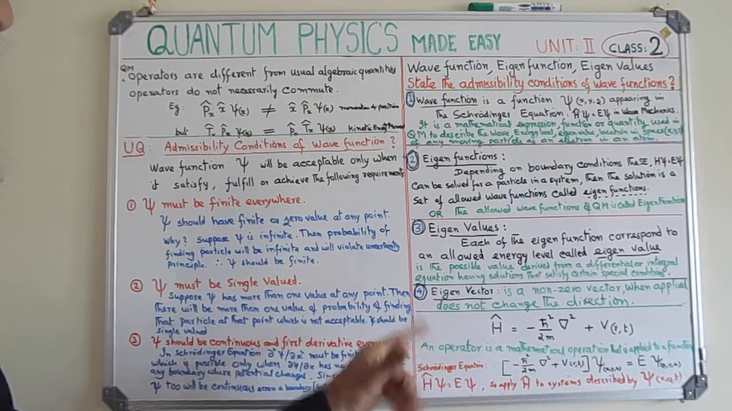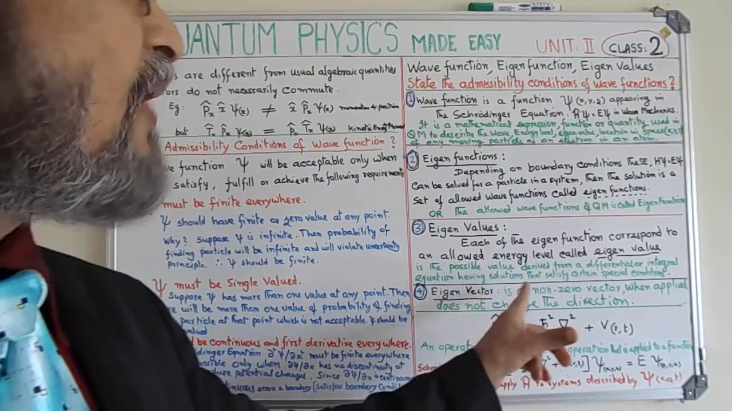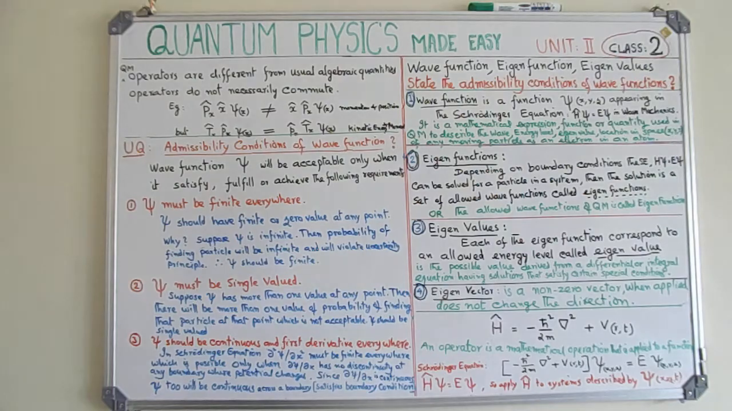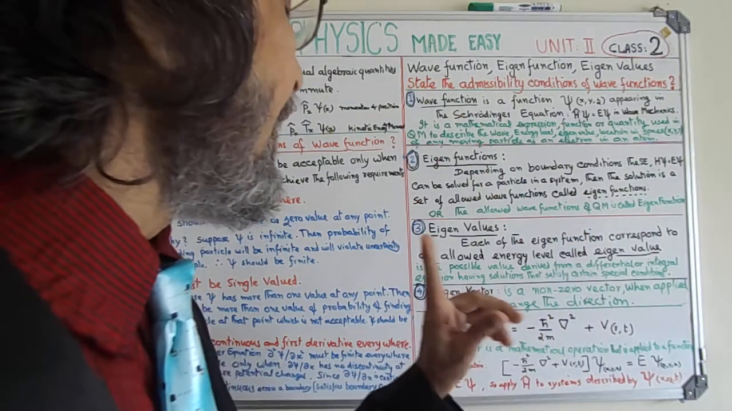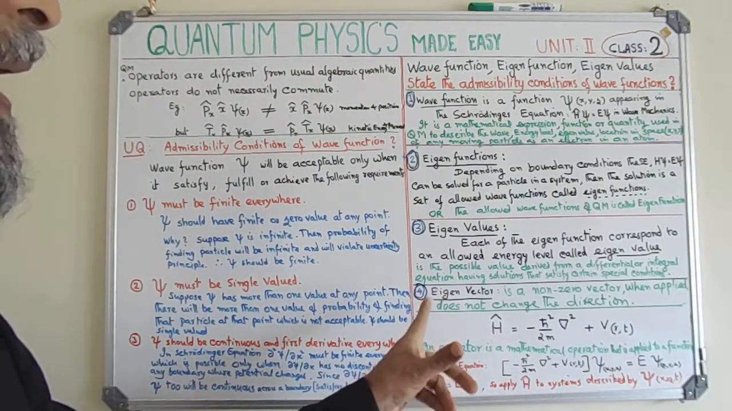And the fourth one is an idea regarding eigenvector. An eigenvector is a non-zero vector. It is not equal to 0. When applied, it does not change the direction also. That is called an eigenvector.